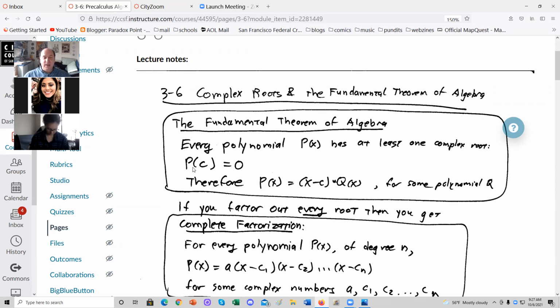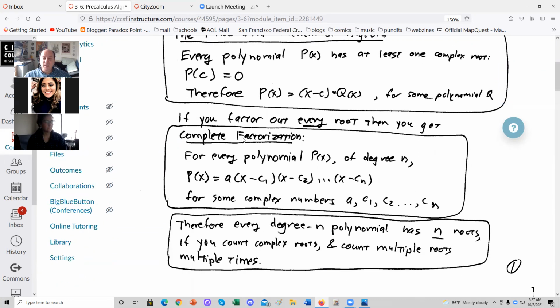Now, since p of c is 0, by the work of section 3.4, you factor out an x minus c factor from the polynomial: p of x is x minus c times q of x, for q some polynomial. This is called extracting a root, because q too will have at least one root, so you get x minus d times another polynomial, and then x minus e times another polynomial, until you run out of roots. And so you get polynomial p of x written as a product of x minus root. That's called complete factorization.